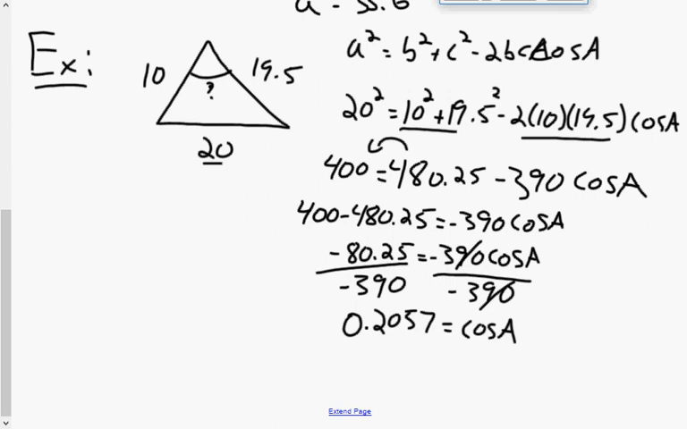Am I going too fast? No, I'm just writing it all down. Okay. Do you have to do that many decimal places? I go to 4, yeah.